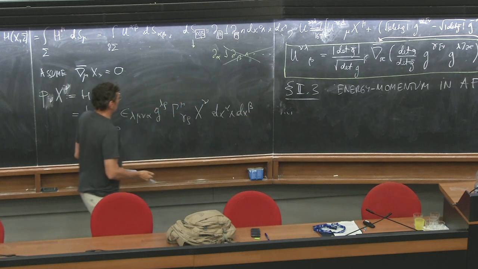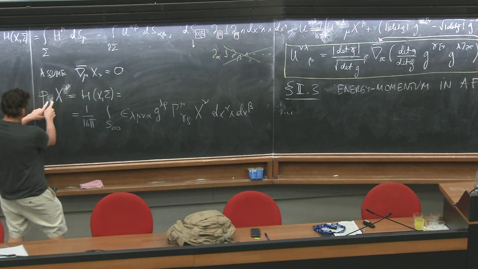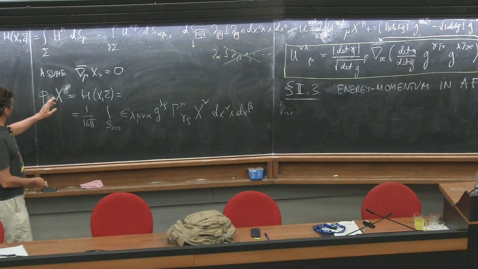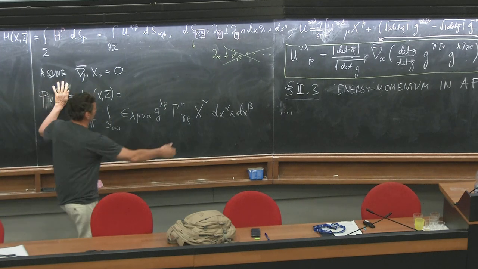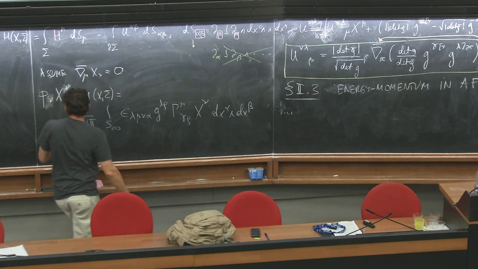It's still terrible. Let me just see if I have the indices right. So if you just want to think about p mu, forget this, and then you have the formula for p mu.